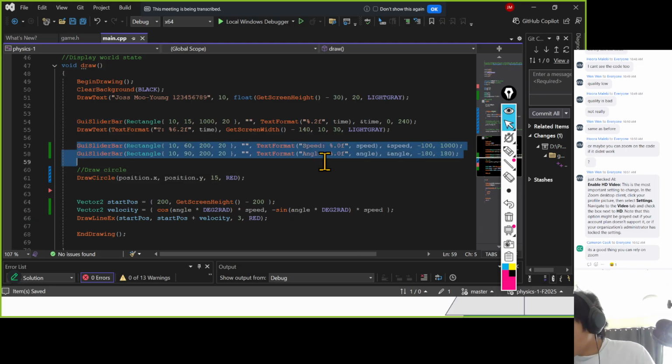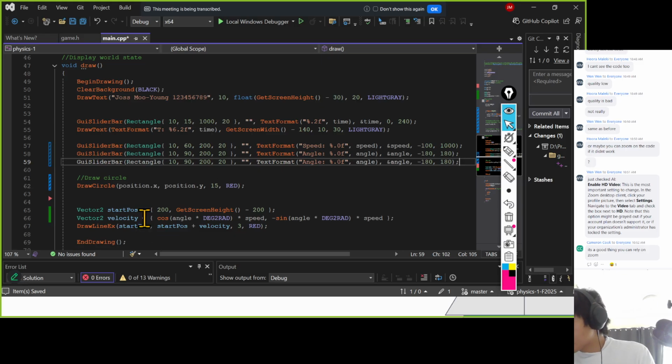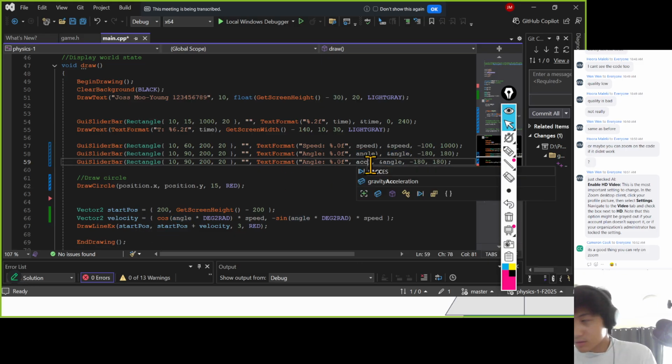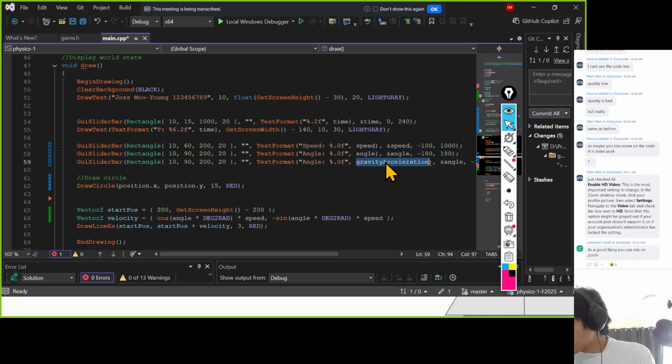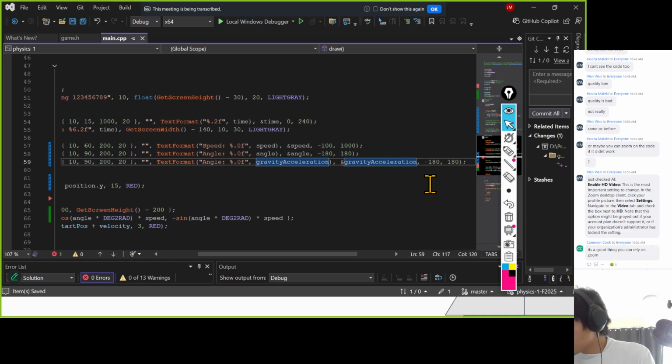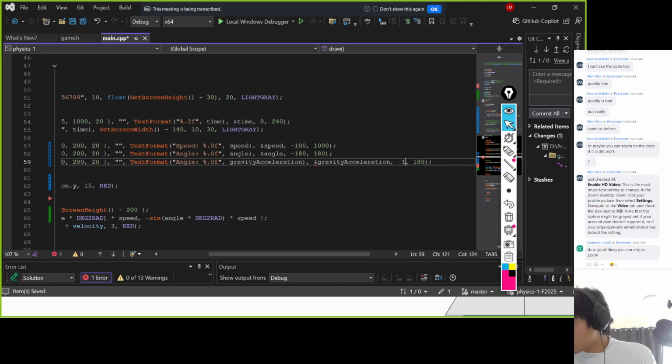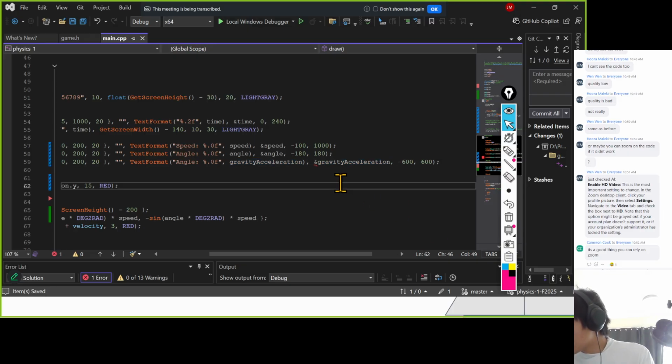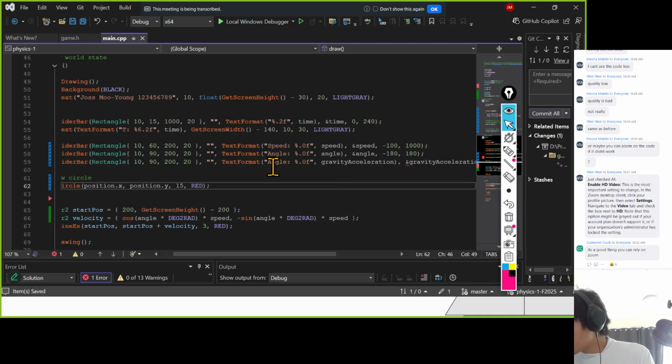Okay, and we might want to add more slider bars for other stuff. Might be fun to add a slider bar for gravity. Between negative 300 and 300, let's say. Or no, let's go crazier than that. Negative 600 and 600. Yeah, why not?